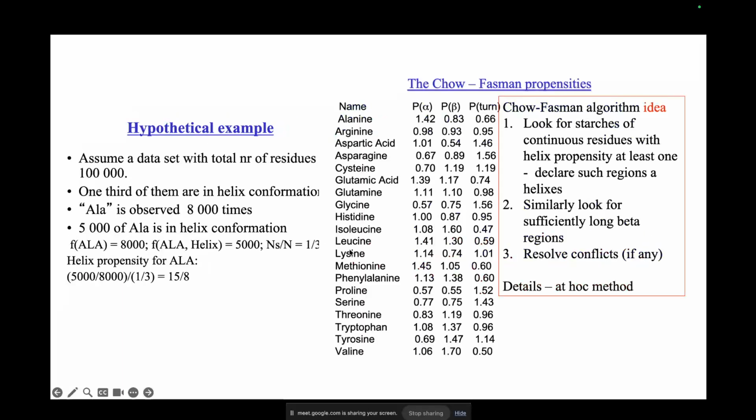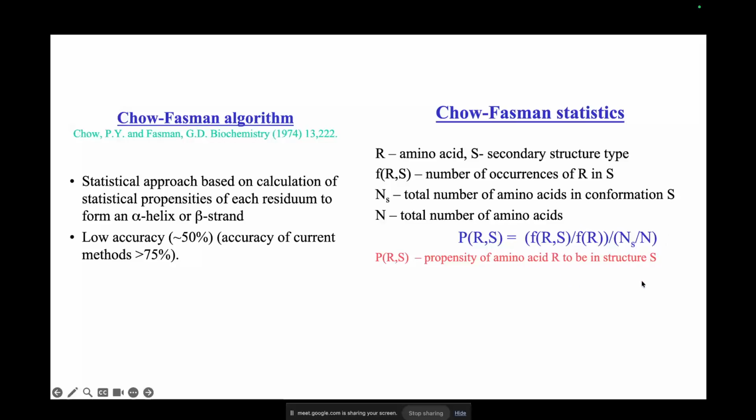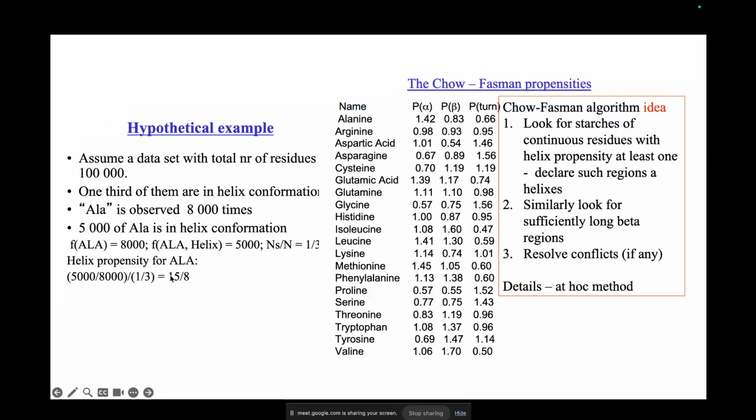So F of RS would be calculated as: how many times alanine is present in helix, which is 5,000, over how many times alanine is present in total, which is 8,000. NS by N is basically one third, which is this particular information: one third of the residues are in helix formation. So NS by N is one third. If you plug into the formula here, you can calculate the propensity, which comes to around 15 by 8.